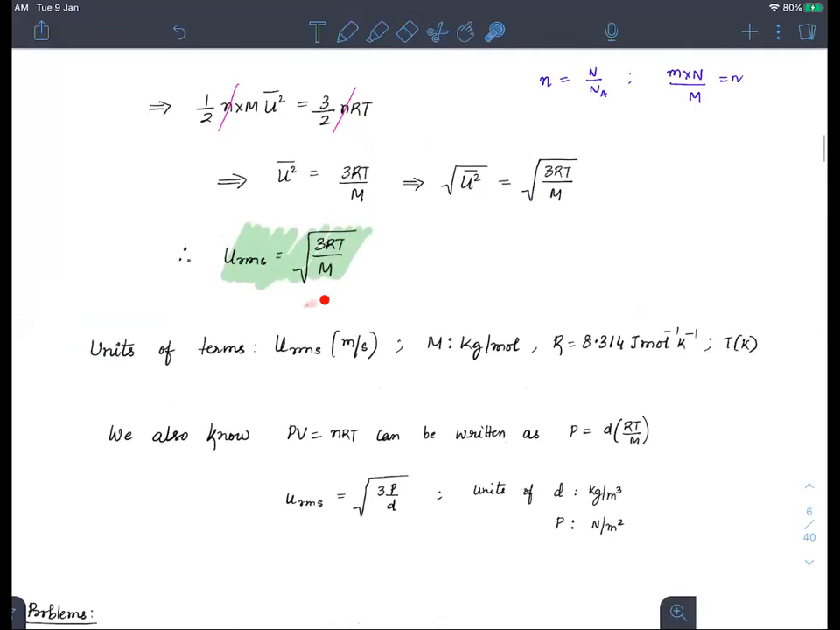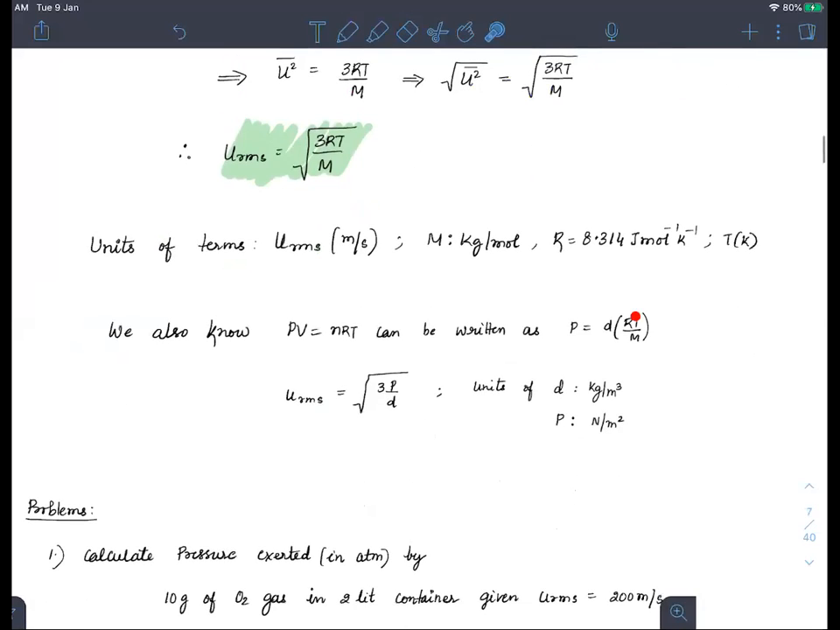URMS can also be written in terms of pressure and density this way, because PV is equal to nRT. I can write it as PM is equal to dRT. So this RT by M can also be replaced by P by d. So URMS can be written as root of 3 times P by d.